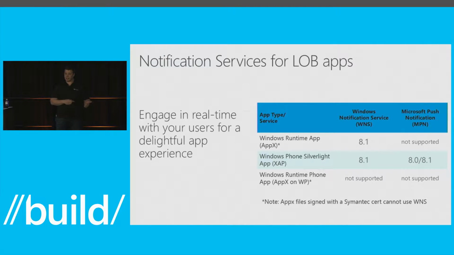There was a great talk yesterday by my peer Thomas Fennell that tells you how you can code with notification services. Likewise, if you're developing for Windows Phone and using the XAP format, you can use the old Microsoft push notifications, or you can leverage WNS in Windows Phone 8.1 for those services. One thing you will note: if you're using the new APPX format for your Windows Phone apps, those won't currently work with the WNS infrastructure, due to some of the things the signing does to the app. So if you're signing any of your apps with the Symantec Mobile cert, you won't be able to leverage WNS.